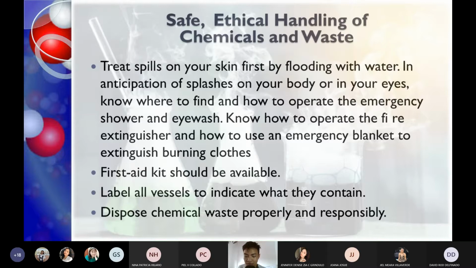Next one is to dispose your chemical waste properly and responsibly. Kasi tayo sa science, we are not just enriching our lives, no? Nor the lives of the people. We should also take care of the environment, no? So, hindi lahat ng tinatapon natin ay dapat itapon sa sink, no? So, there are chemicals that may cause harm to the ecosystem. Pwede siya mag-cause ng imbalance sa ecosystem. So, hindi lahat tinatapon, no?